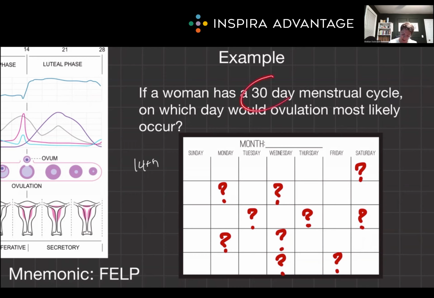But this is a 30-day cycle. So what do we do? Well, we just take 30 divided by 2. We get 15. So we would expect the LH spike and ovulation to begin on the 15th day of her cycle.